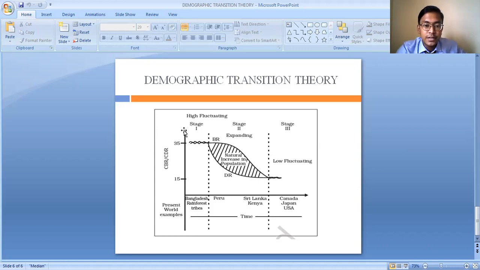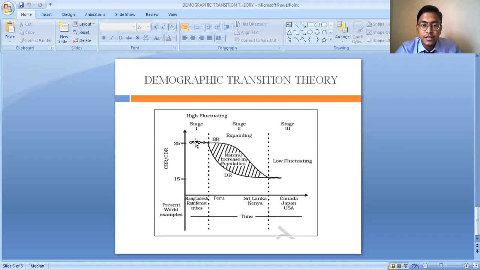Here you can see that on the left-hand side, the vertical line shows the birth rate and the death rate, and the horizontal line shows the time. It is divided into three stages: stage 1, stage 2, stage 3. The line going from the top to the bottom is the birth rate, and the lower line is the death rate.